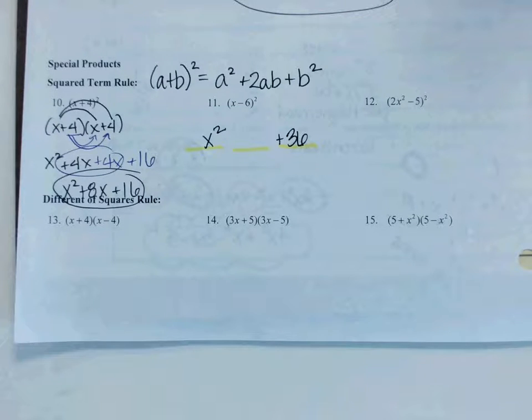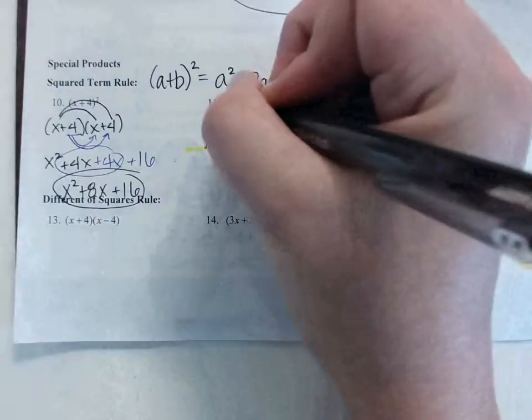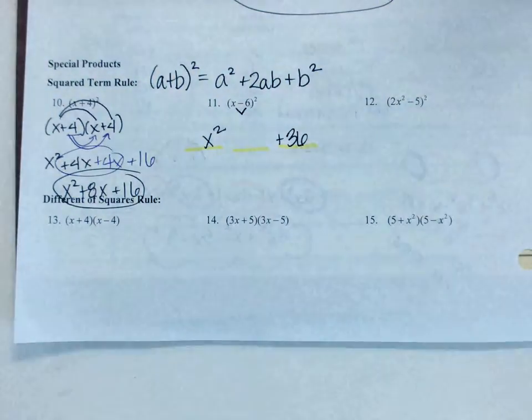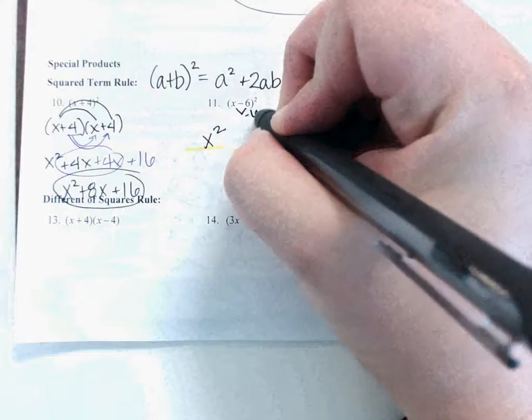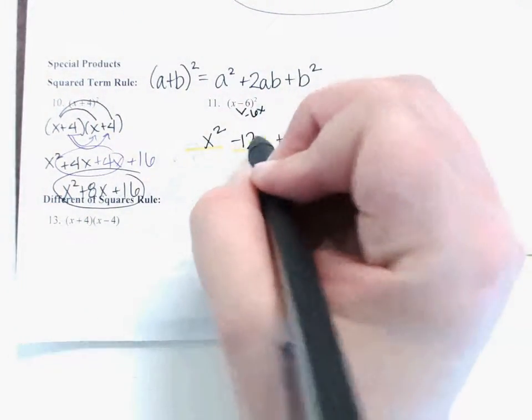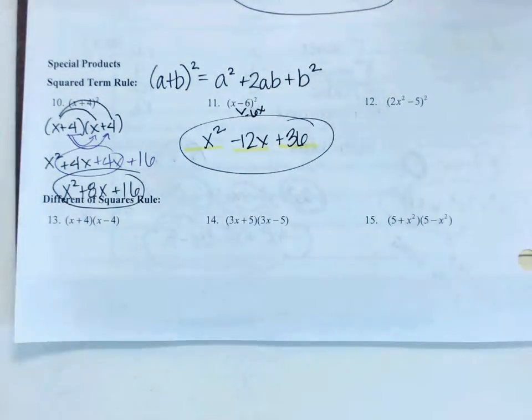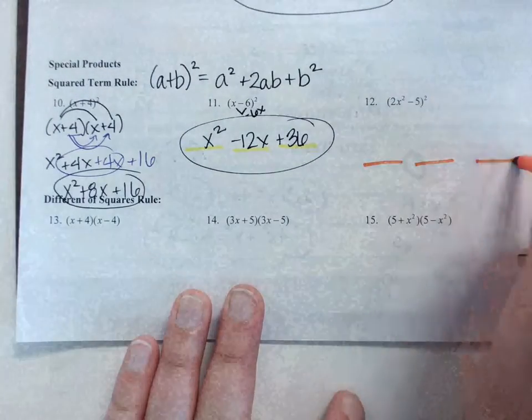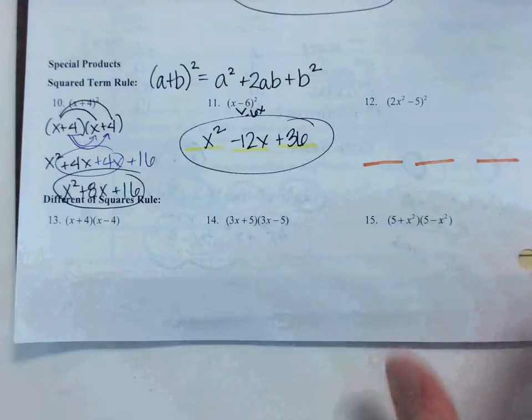Positive. Okay, then my middle term, I times them together and double it. So, x times negative 6 is negative 6x, but I have to double it, and that'd be your answer. I like the other way. If you want to times it out, totally fine. Okay, look at number 12. Blank, blank, blank. I'm doing shortcut again. You can times it out if you want to.